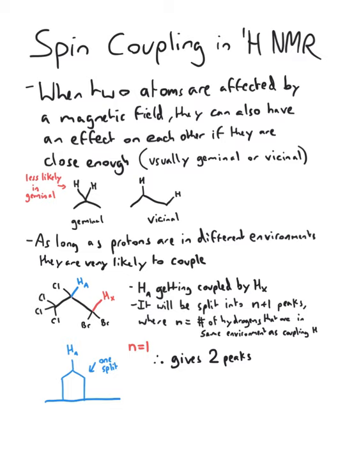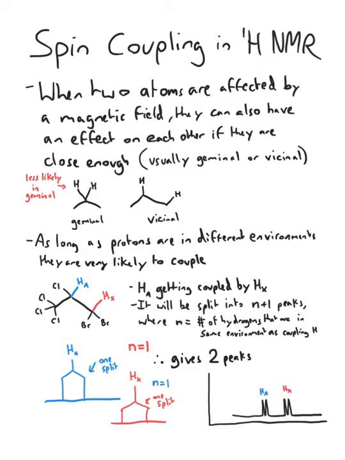for HA. Now if we look at HX, it is being coupled by HA. As there is only one HA, we'll get n+1, n equals 1, so 2 peaks for HX also. When you have 2 peaks for a single environment, you refer to it as a doublet. So we would say that both HA and HX appear as doublets on this NMR spectrum.